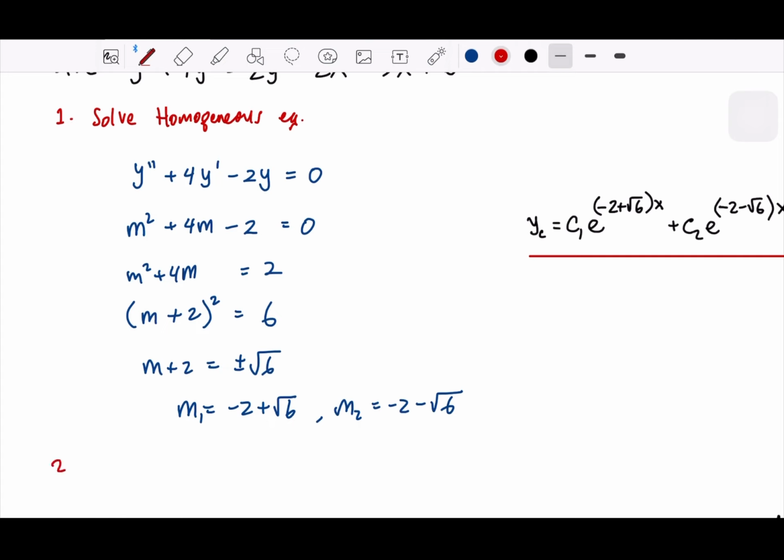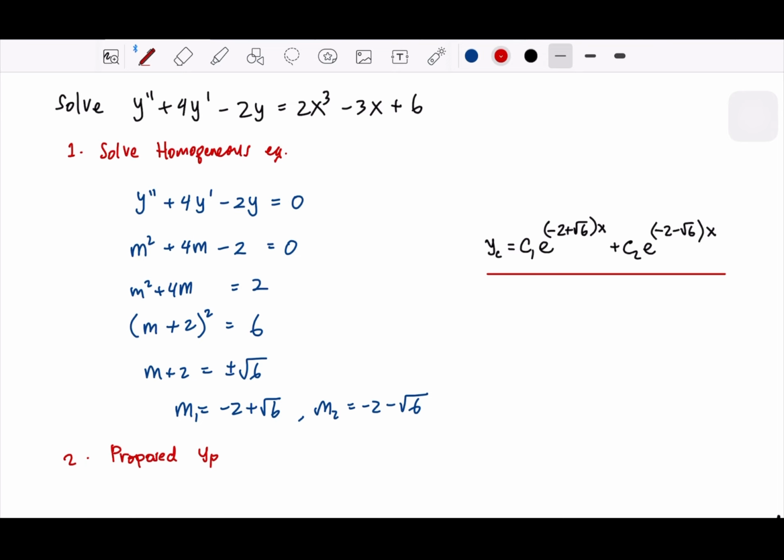And step 2, propose yp. So our right side is supposed to be squared, sorry, x squared: 2x squared minus 3x plus 6. If it were cubic, it would be very difficult.